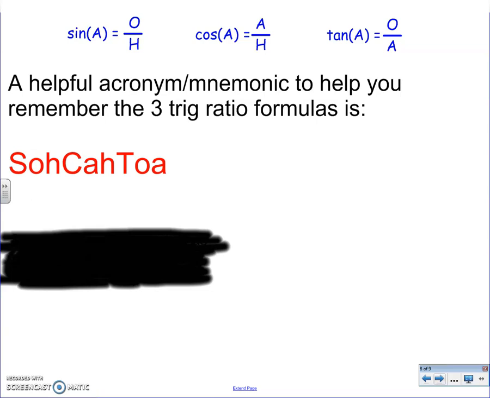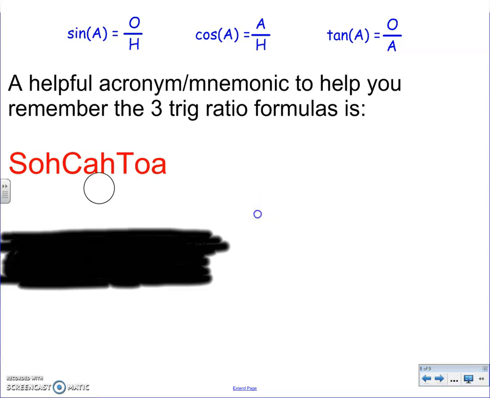So S stands for sine. You read it sideways. Sine of an angle is equal to O over H, opposite over hypotenuse. Cosine of an angle is equal to A over H, adjacent over hypotenuse. Tangent of an angle is equal to O over A, opposite over adjacent. Notice each of those three has a different combination of two letters.